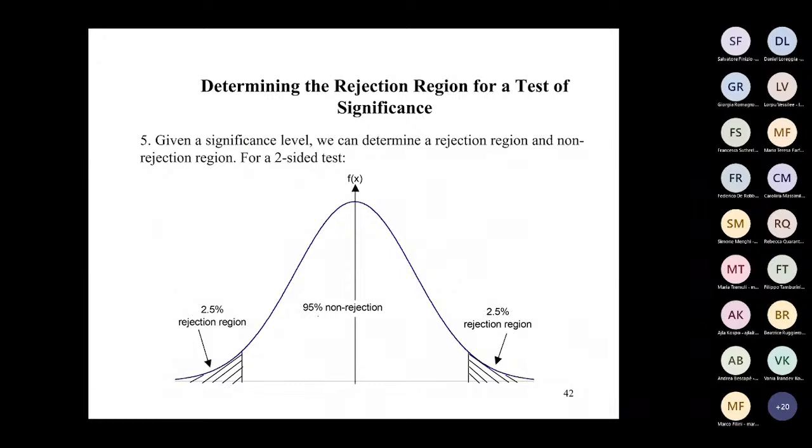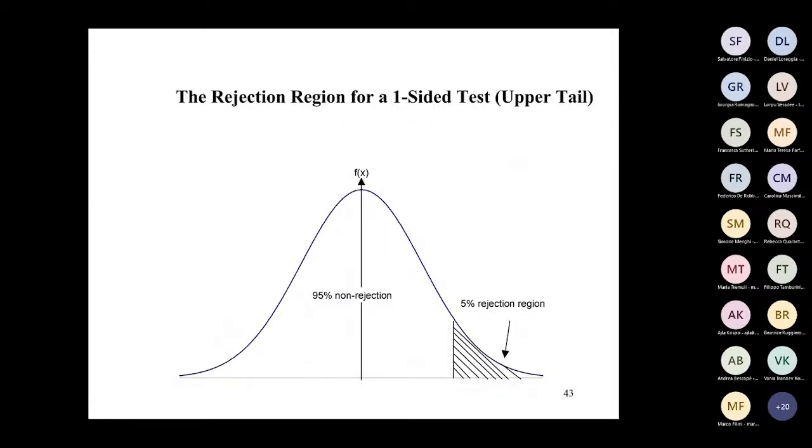Okay, now we have a rejection and non-rejection area. So here we have 0, and usually this is 1.96 here, and 1.96 here. Okay, so we have the level.